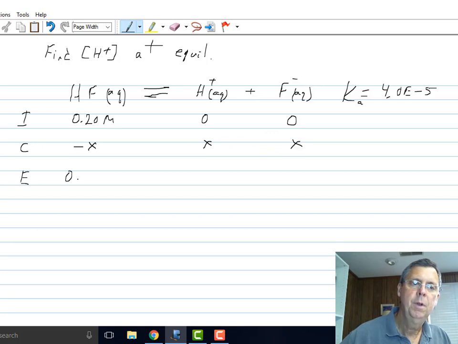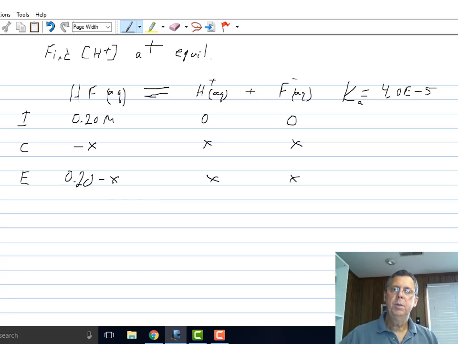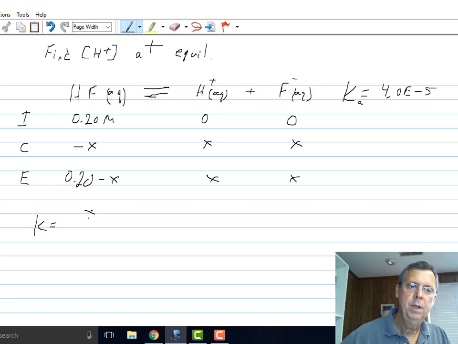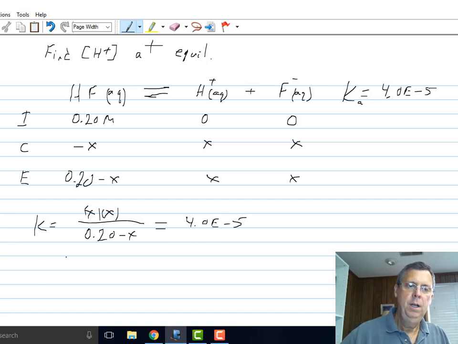So at equilibrium, 0.2 minus X, X, and X. And of course, for our equilibrium expression, now that everything's aqueous phase, we take into account the reactants and the products. So K is going to be X times X over 0.20 minus X. Of course, this equals our constant, which is 4.0 times 10 to the minus 5. This gives us X squared is 4 times 10 to the minus 5 times 0.20 minus X.